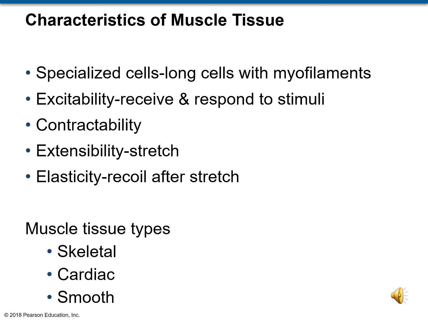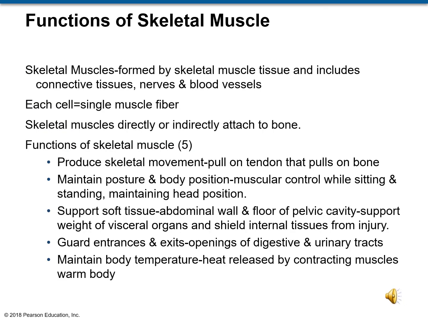The three different types of muscle tissues are skeletal, cardiac, and smooth. Your skeletal muscles are made up of skeletal muscle tissue, connective tissue, and the nerves and blood vessels of the tissue. Each single cell is called a muscle fiber, and the skeletal muscles are directly or indirectly attached to the bone. There are 5 functions for the skeletal muscle.